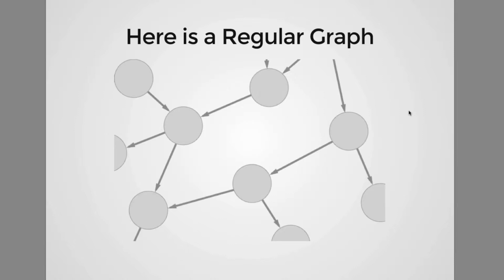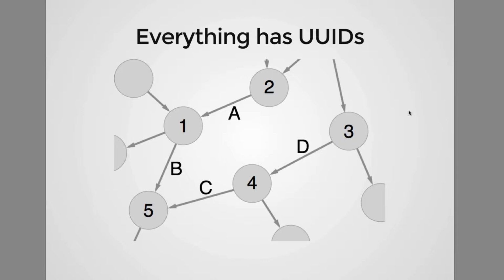So we have a regular graph, and we're going to add UUIDs to everything. In this example, I've shortened them down, made all of the nodes numbers and all of the edges letters, just so we can talk about things without having to say the full hex strings.